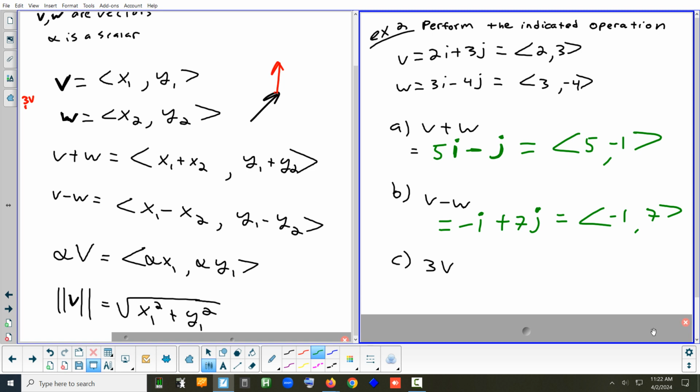Let's try this one. 3V. This time you don't need W. We're not using W at all.